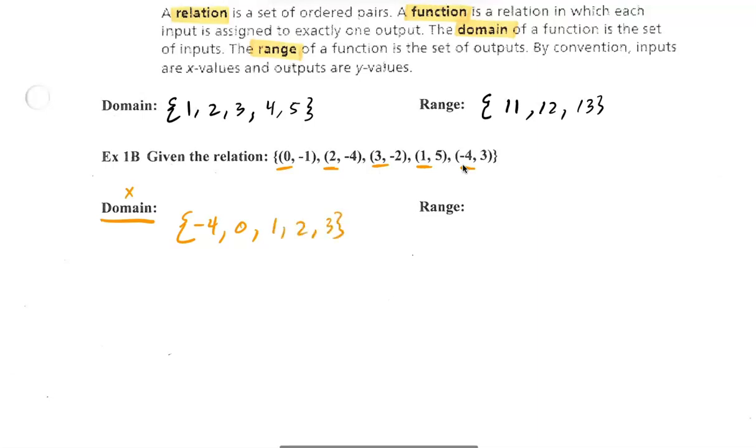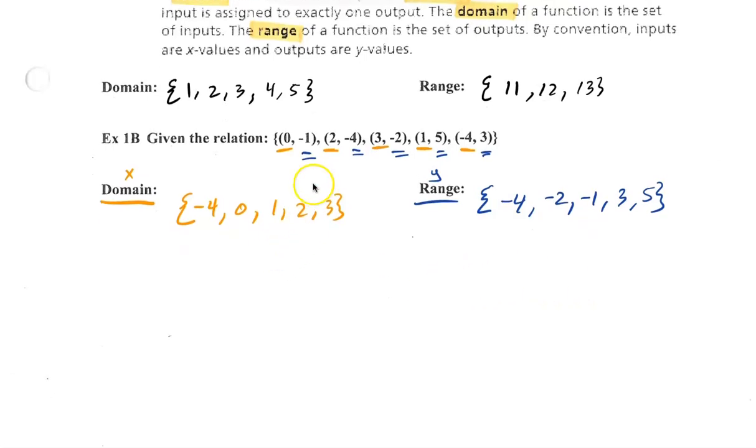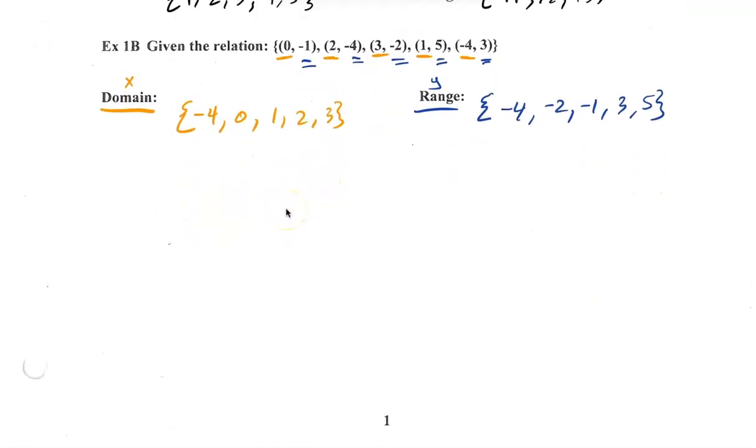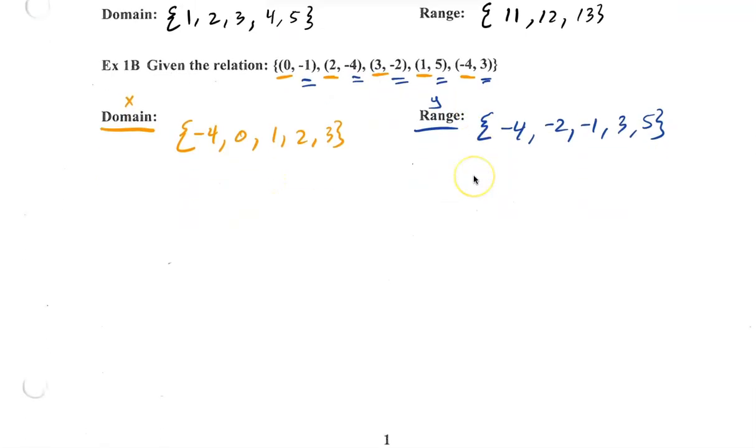And the range will be all the y values. And then same rule. I'm going to try to write it in order. So lowest would be -4, then -2, then -1, then 3, then 5. So that would be my range. So that's how simple it is. Domain is the x values, range is the y values.